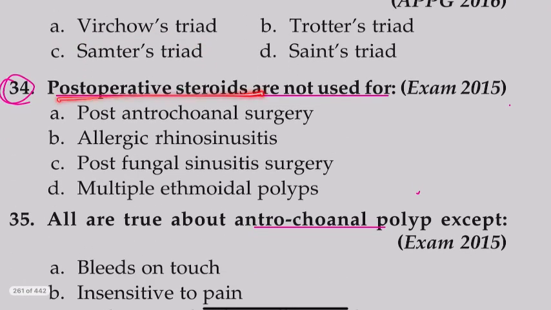Postoperative steroids are not used for, we have already said steroids are not used for what? Antrochoanal polyp, right? These are not used for antrochoanal polyp.